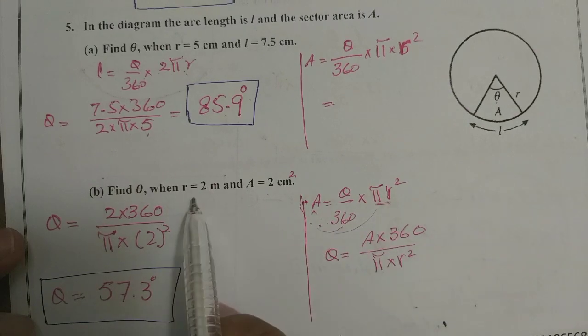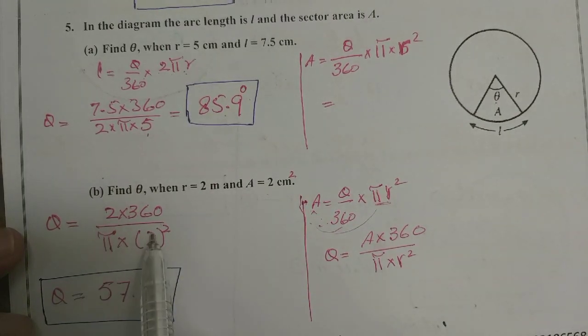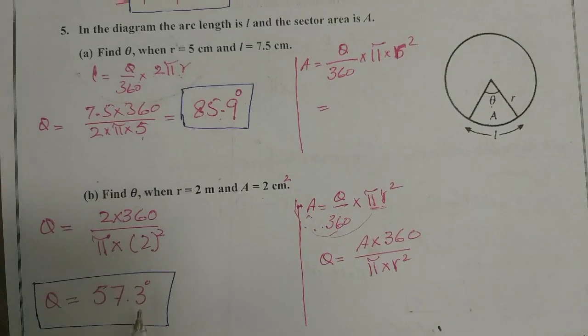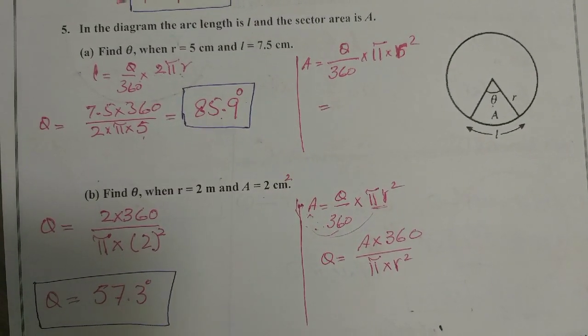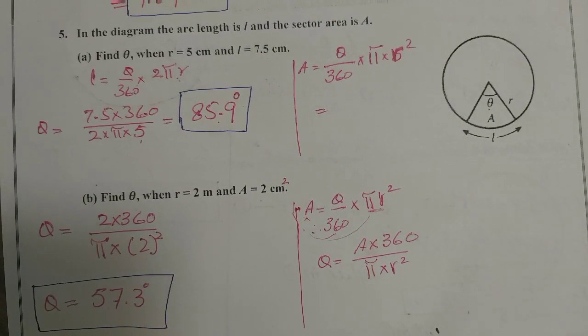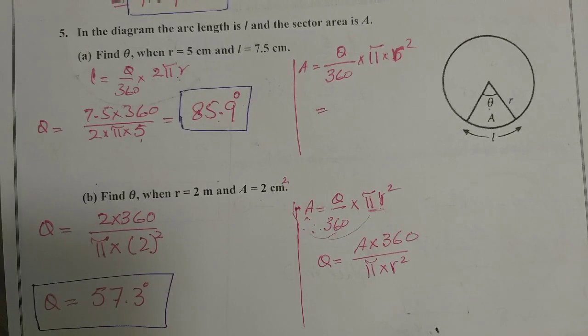So pi times r equals 2, so 2 squared. So just simplify, use the formula, and you find the answer, which is 57.3 degrees.